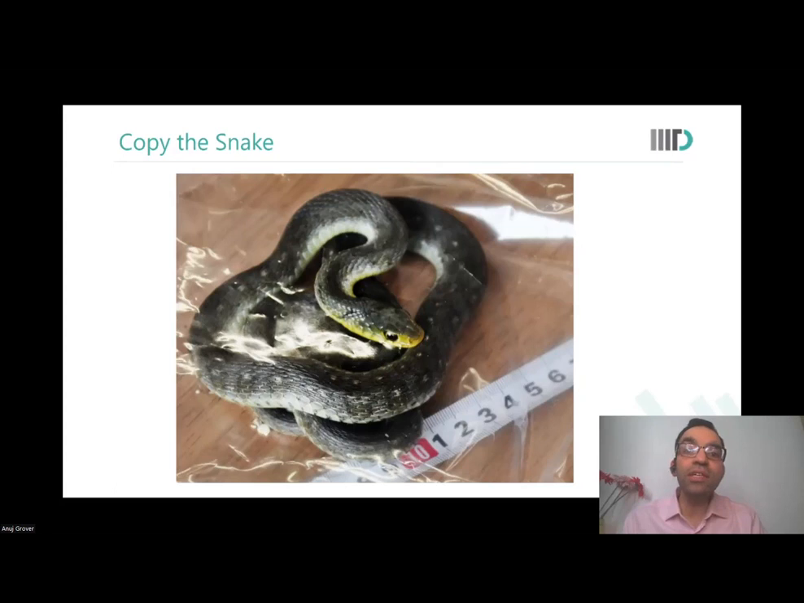Otherwise, you just take a photograph like this one. This one was taken in a setting where venom was being collected, and then you will be able to estimate the length of the snake by using a thread over this photograph there.